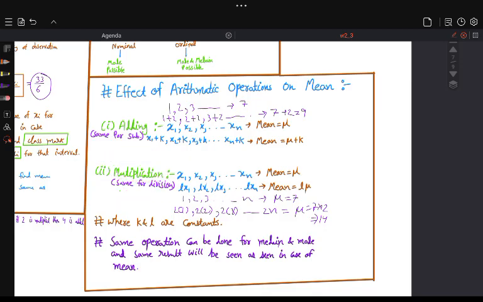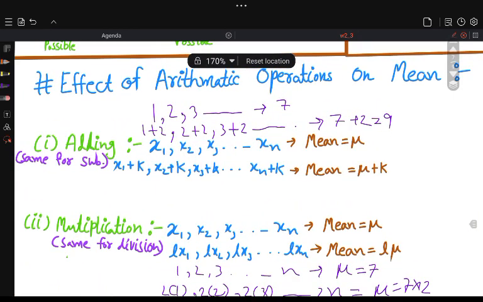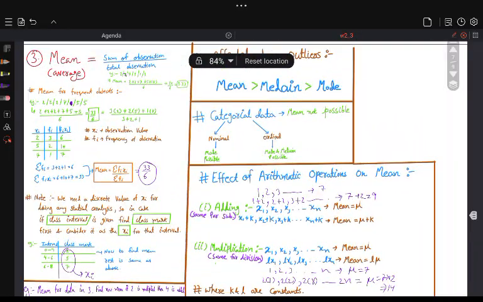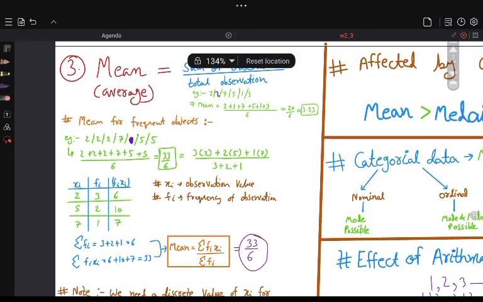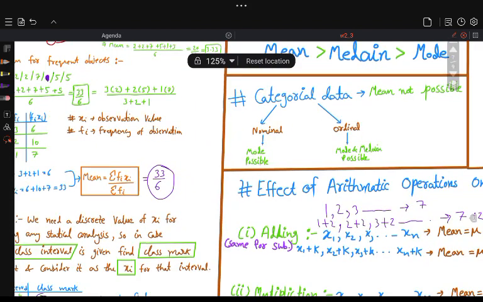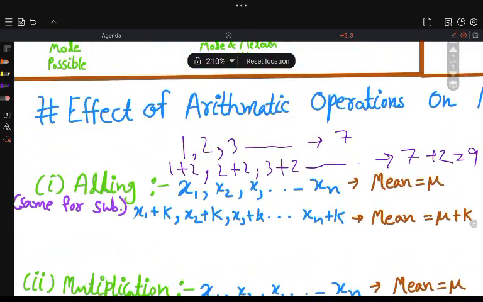So let's see. Consider x1, x2, x3 till xn, and they are the observations. Let's see, for example, this data set: 2 as x1, 2 as x2, 2 as x3, then 7 as x4, then 5 as x5, and 5 as x6. So this is what it is representing.